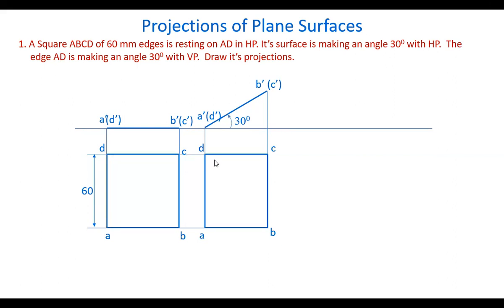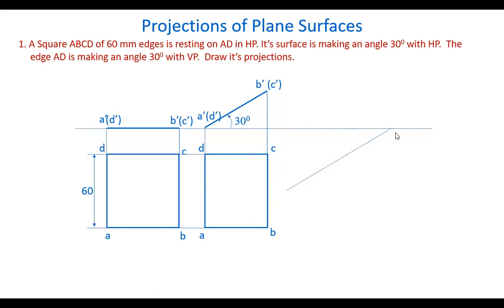Now this edge AD is making an angle of 30 degrees to VP. Currently this edge AD is making a 90 degrees angle, that means it is perpendicular to VP. Now we want this edge at a 30 degrees angle. So we are at liberty to take the edge AD making 30 degrees either this side like this, or here this way. It is up to you because no other condition is given whether the other edge BC is nearer to the observer or nearer to VP. That's why you can take either. So here let's take this side.